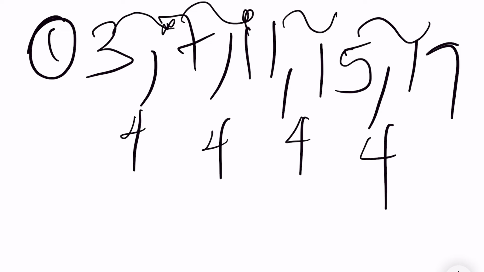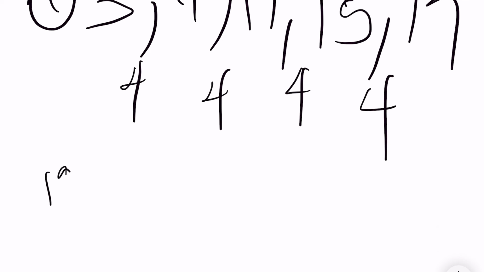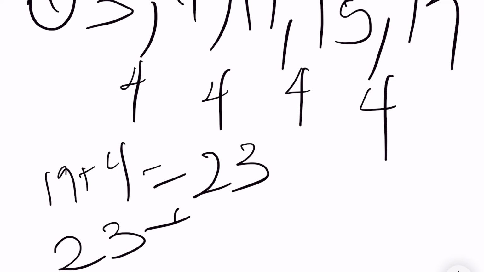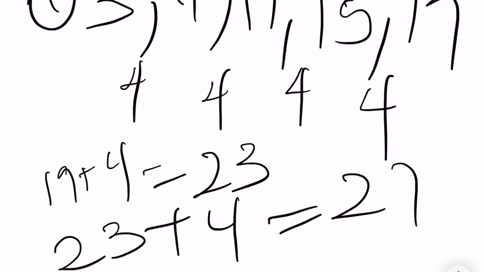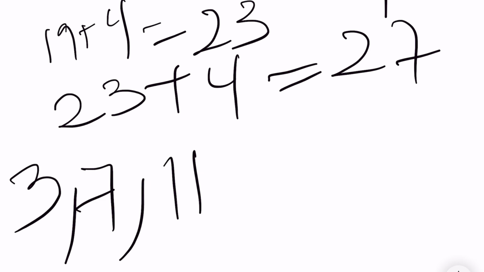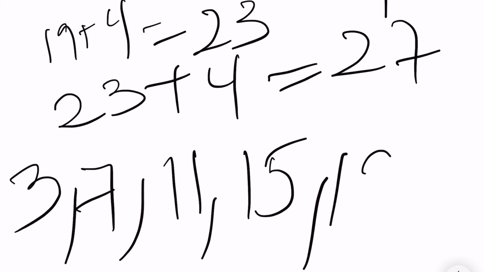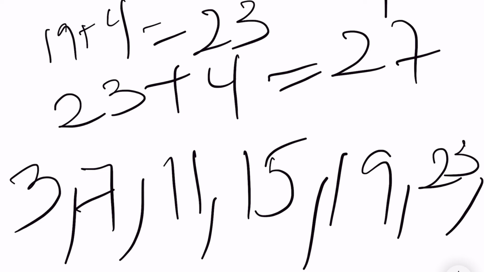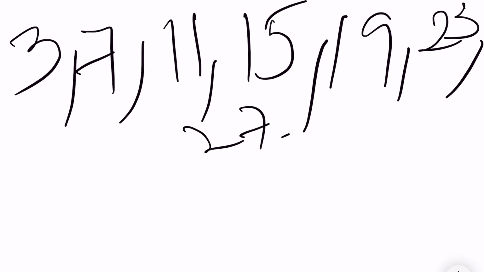So now the next two numbers will be 19 plus 4, and plus 4. So we have 19 plus 4, which is 23, and 23 plus 4, which is 27. So we have 3, 7, 11, 15, 19, 23, and 27.